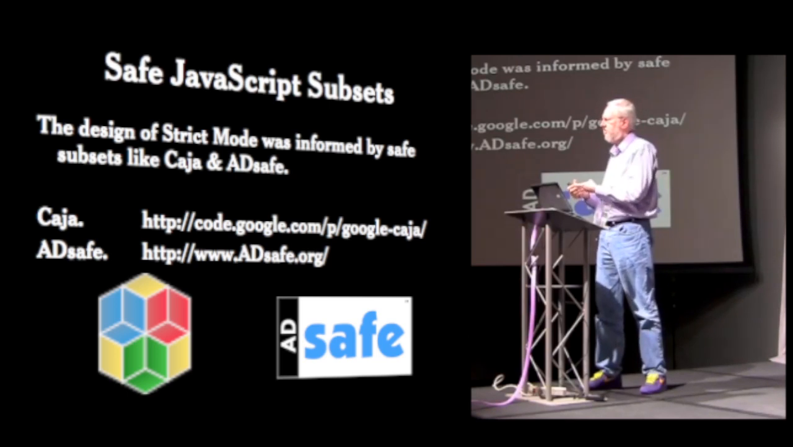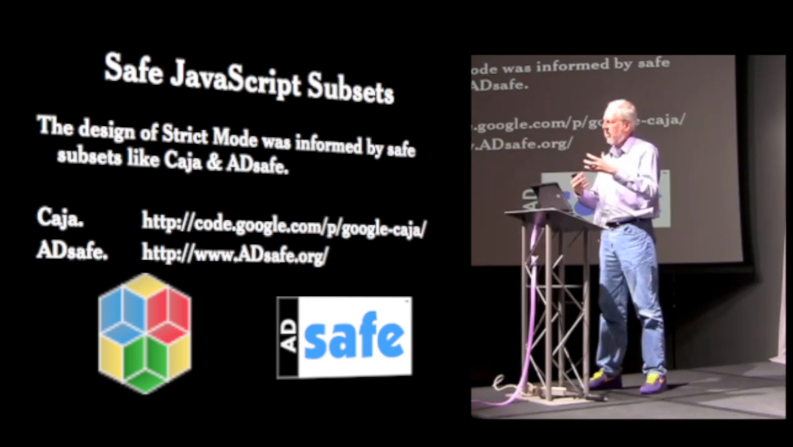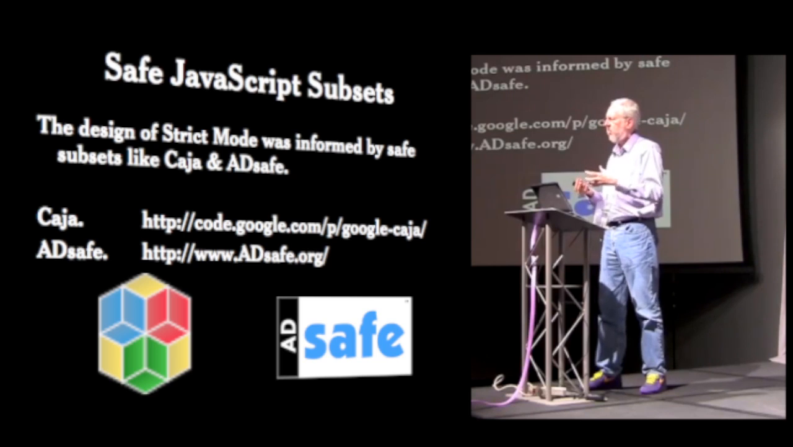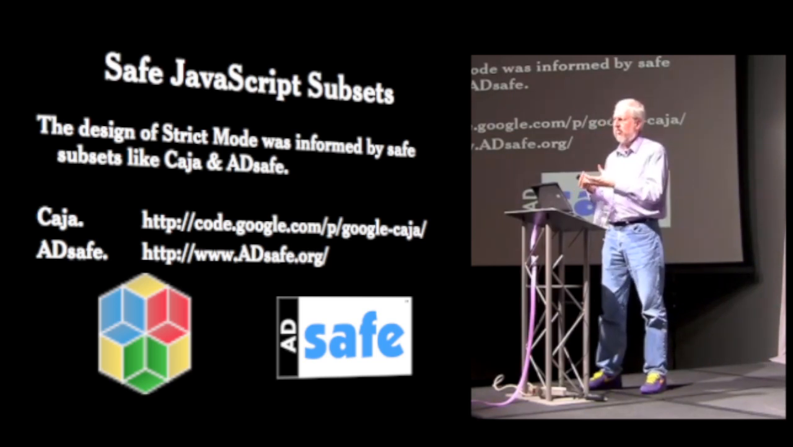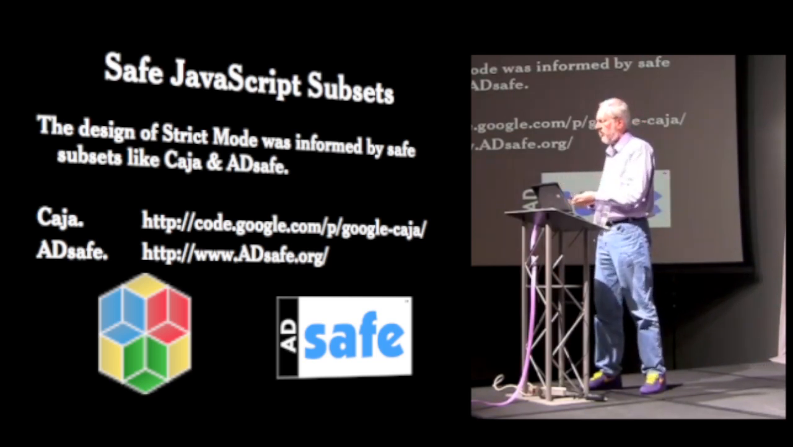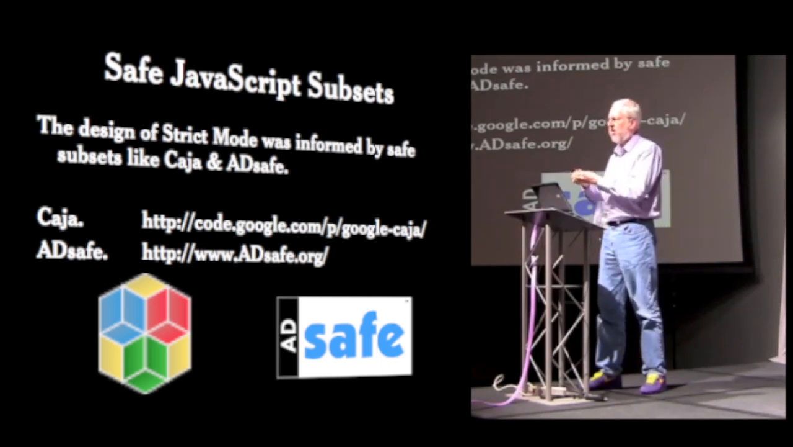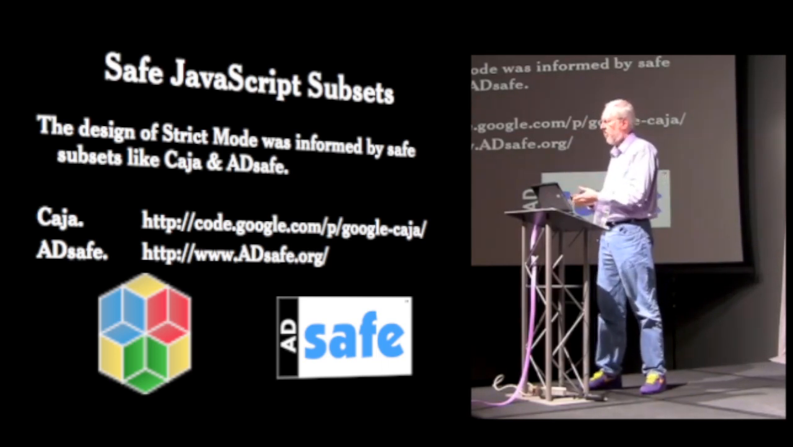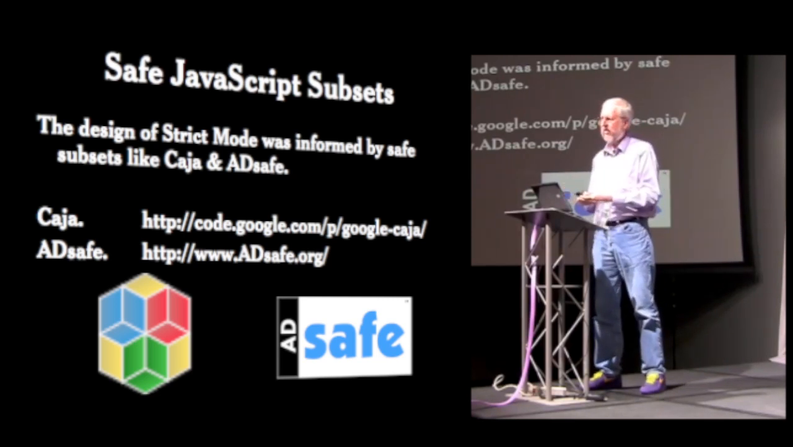Caja does a JavaScript to JavaScript translation. In that process, it adds a lot of runtime checking and redundancy and indirection to the program in order to allow it to have confidence that the program cannot get out of control when it's executed. One difficulty with that approach is it adds complexity to the development process because the code that you're debugging may not look anything like the code that you wrote.